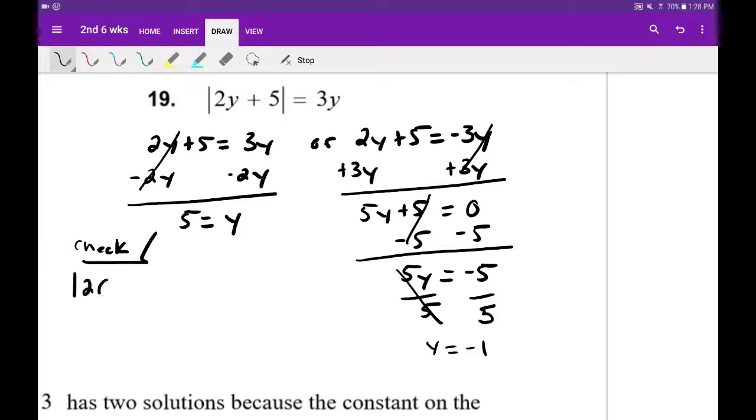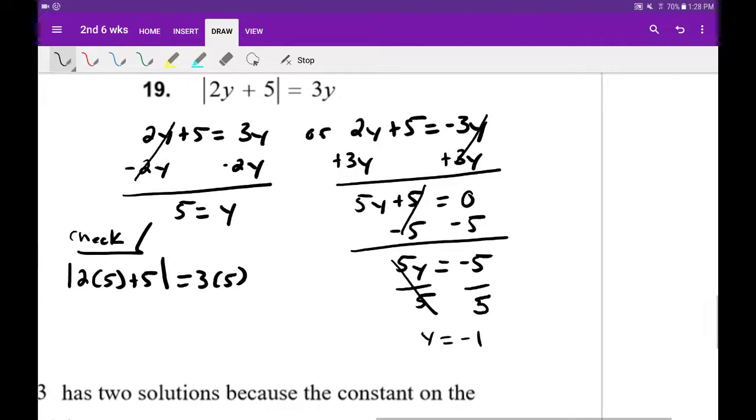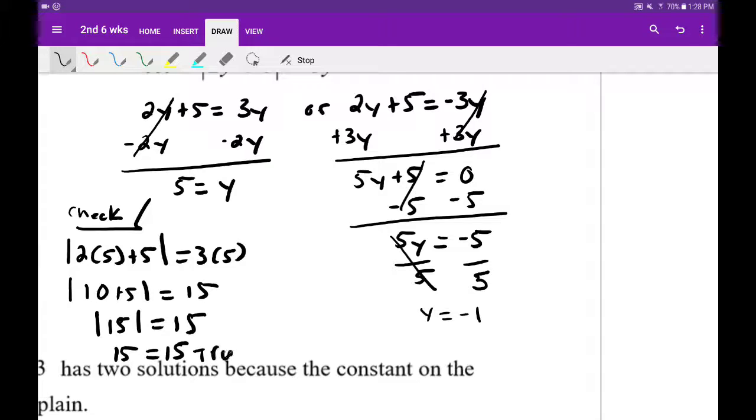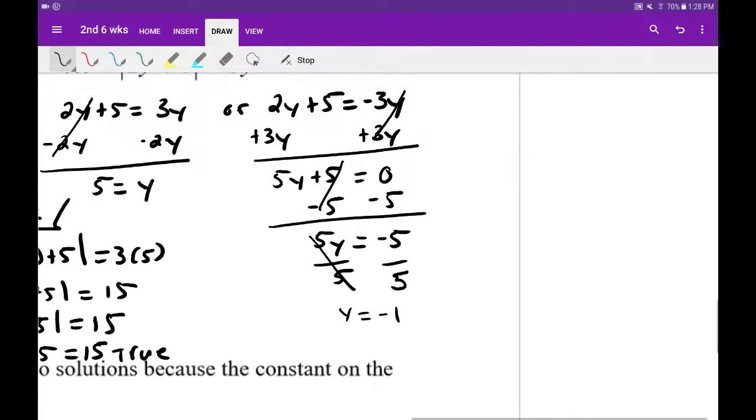So absolute value of 2 times 5 plus 5 in the bars equals 3 times 5. And then you just kind of go down the sequence here. So I get absolute value of 10 plus 5 equals 15. Then absolute value of 15 equals 15. Of course, absolute value of 15 is 15. So 15 equals 15. So this is true. That works. So let's check the other side.